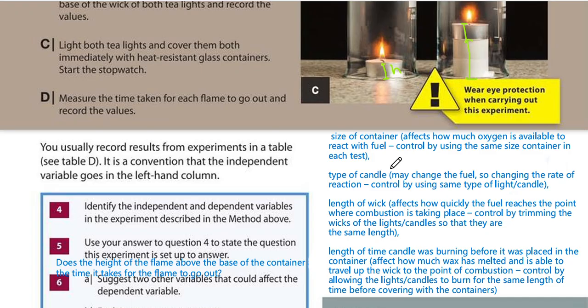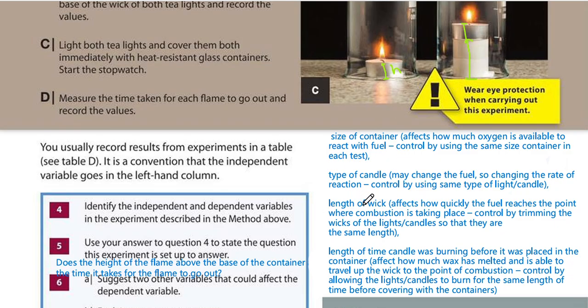Then another one is type of the candle used. So if you use two different types of candles, it might have a change in the fuel, so a change in the rate of reaction. If the fuel is changed here, maybe the consistency of the wax or whatever it is, it's going to have an effect on the fuel used. So if the fuel changes, you are going to have a change in the rate of reaction. So how are you going to control it? You can control it by using the same type of candle.